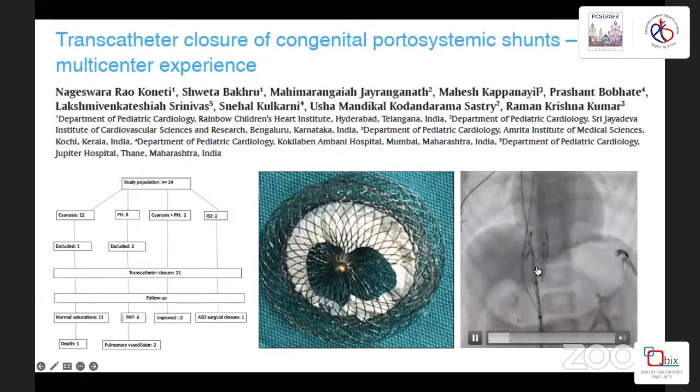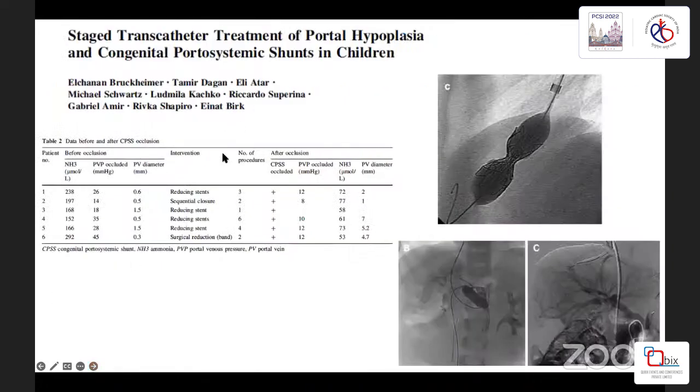Or we partially close. This is a case we partially closed with a stent graft and occluded partially, and you can see that the communication is open. You all know that Israeli physician Elchan and Brookhammer have done a significant study in this.